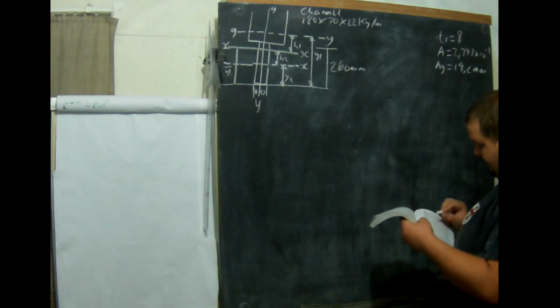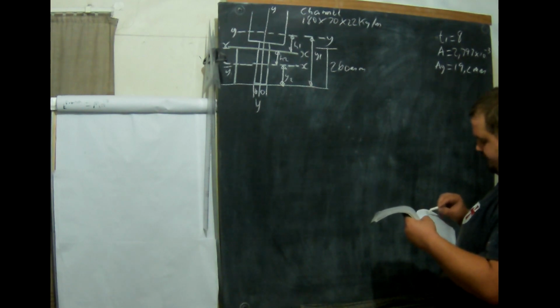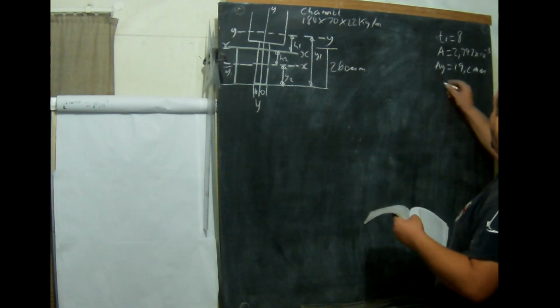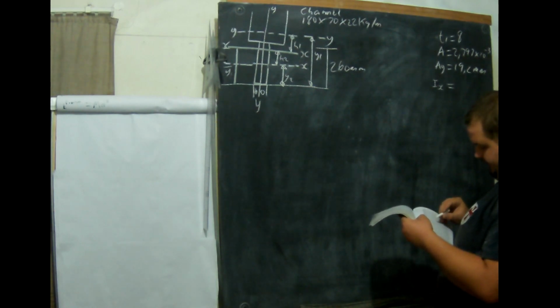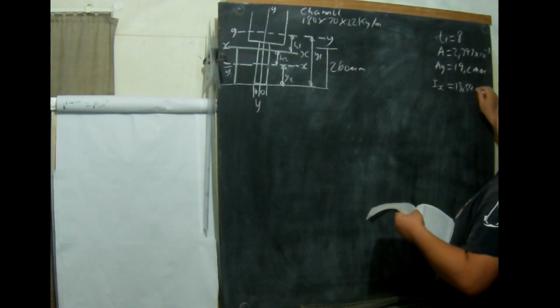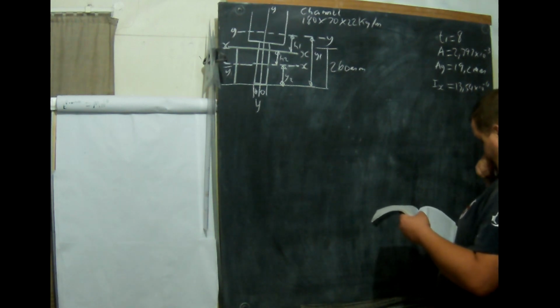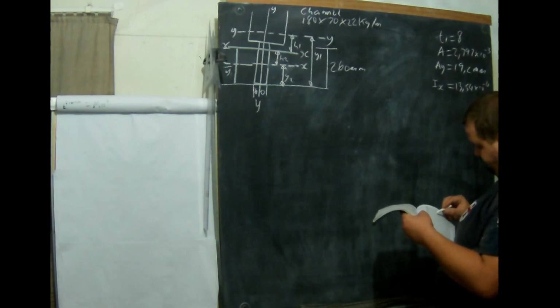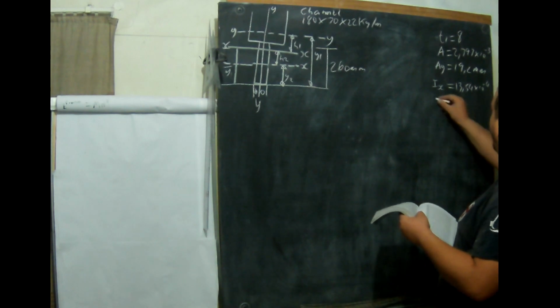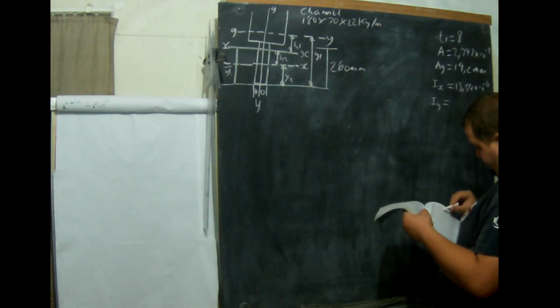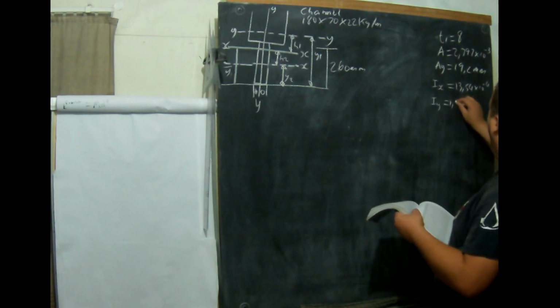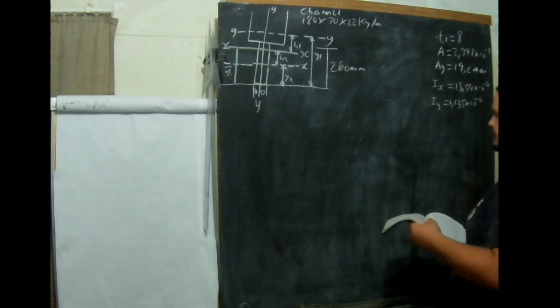On the table it says about the XX axis. We'll only need IX. We won't need RY. IX is 13.54 times 10 to the minus 6. But I'm going to put IY as well, just in case I might need it. So IY equals 1.135 times 10 to the minus 6. Okay.